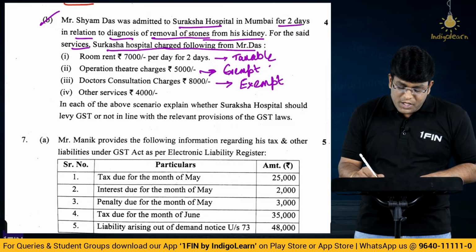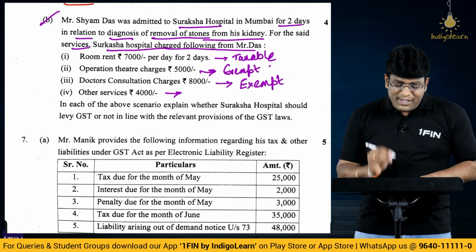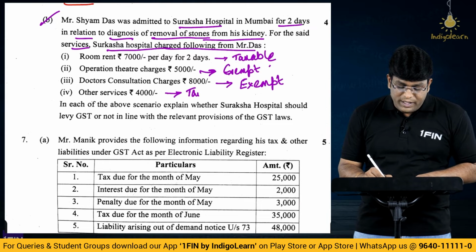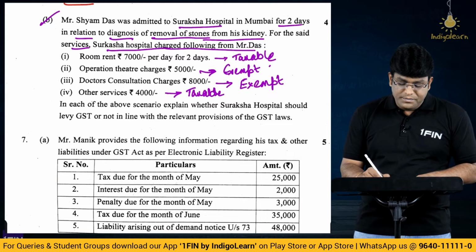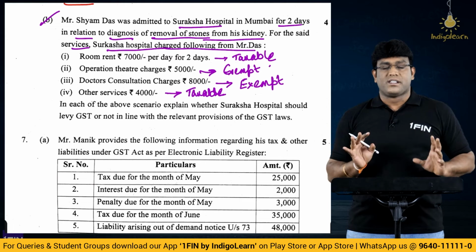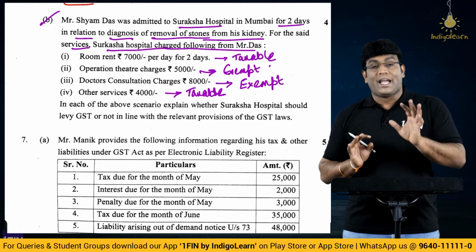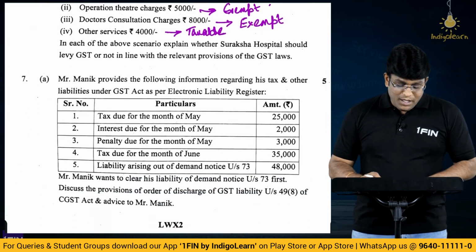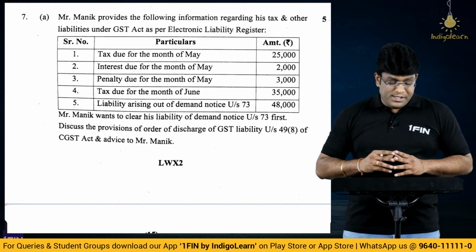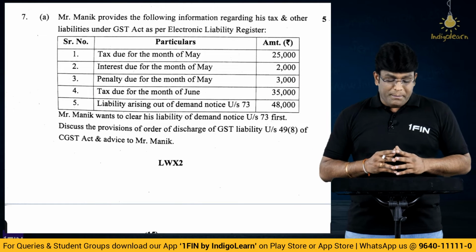There is a clarification given by CBIC. Other services, what is that service? There is no proper clarity in the question, so we'll treat it as taxable. If it is related to healthcare service, it will be exempt. But they just told other services. What is that? There is no proper clarity in the question. That is the story of this question, came in exam for 4 marks. A simple question, friends. Next, 7th question, A bit.